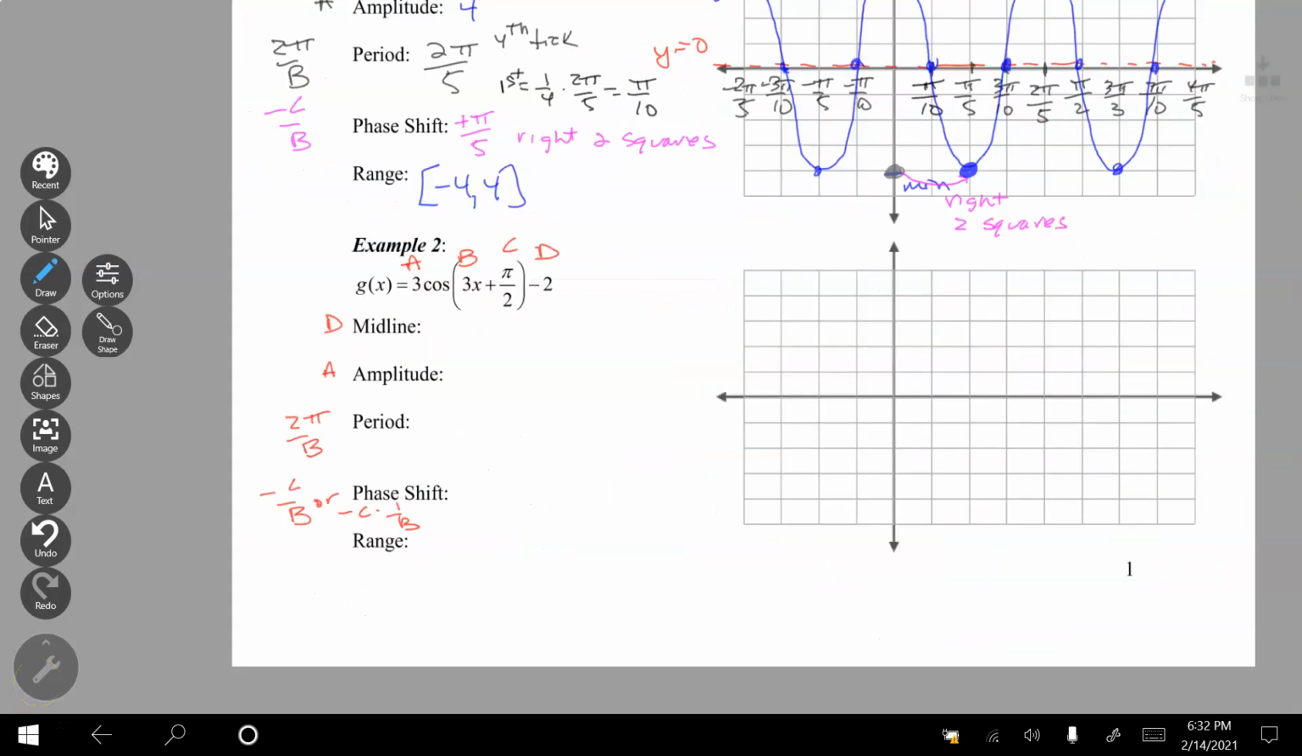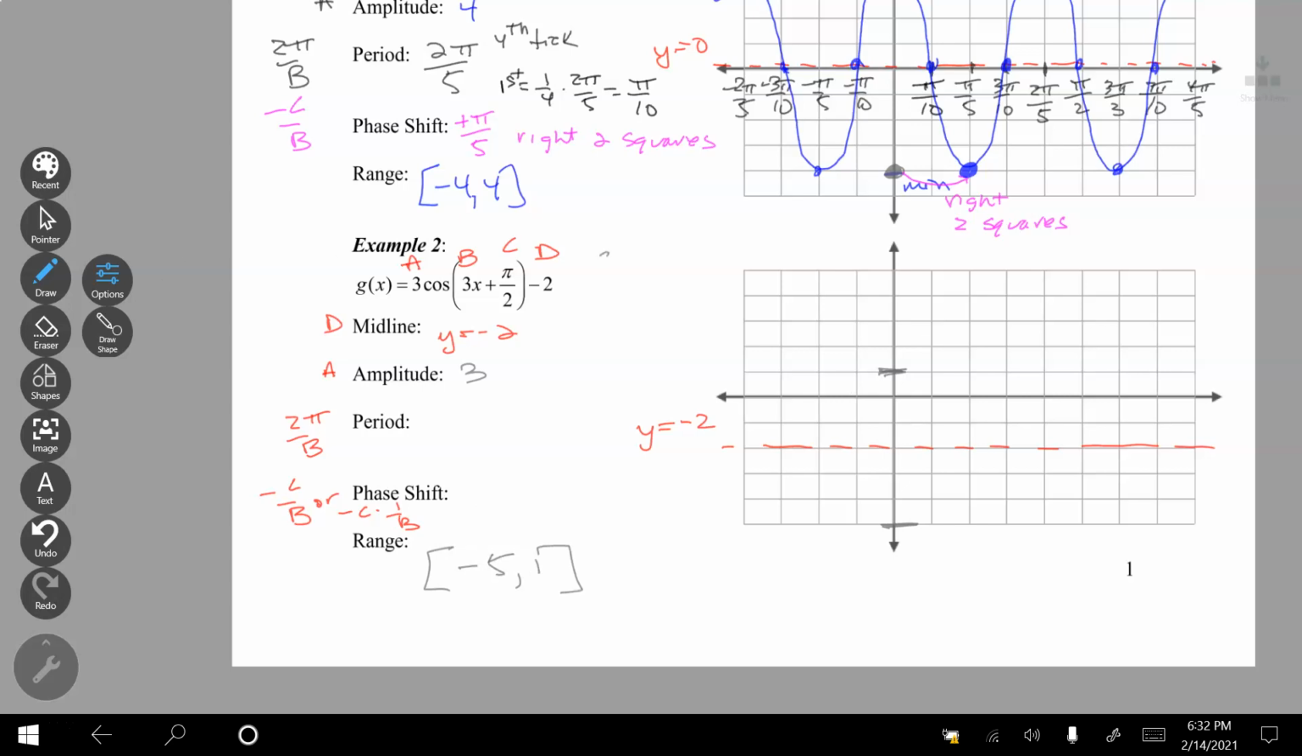So this next graph, I do have all full letters A, B, C, and D, and the midline here is at the end, y equals negative 2. I'm going to draw across the page. I notice I have amplitude of 3, so I'm going to go up 3 and down 3 and mark my min and maxes, and I can see right now that my range is from negative 5 to 1.